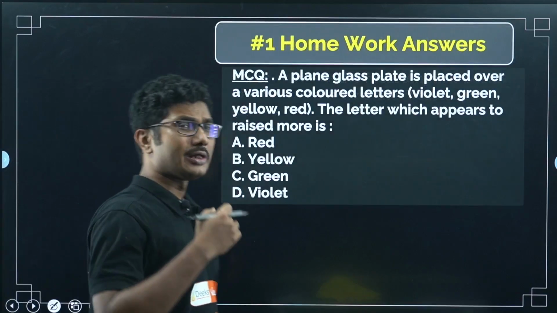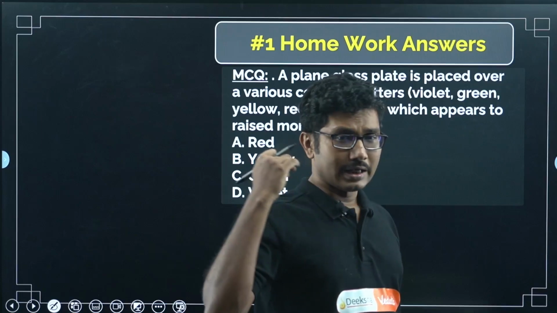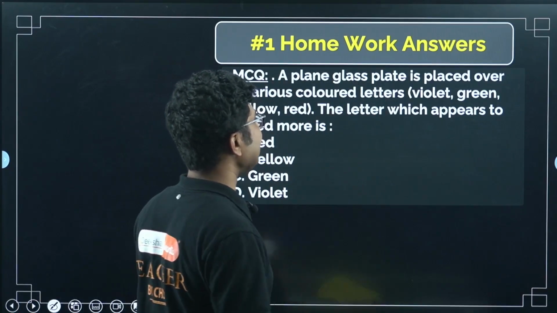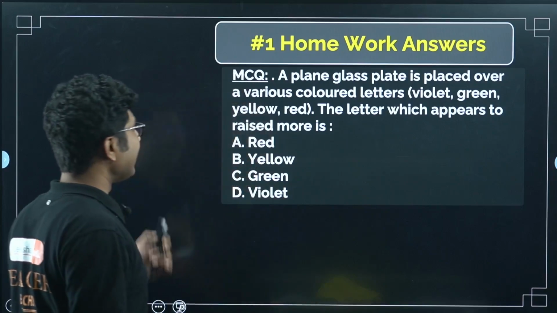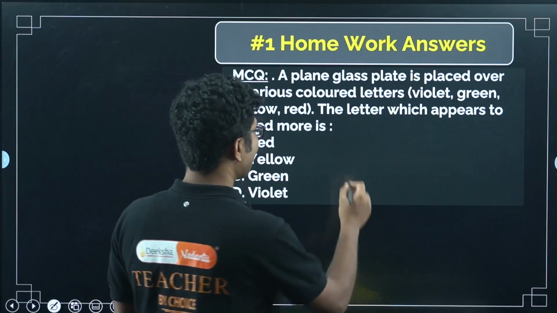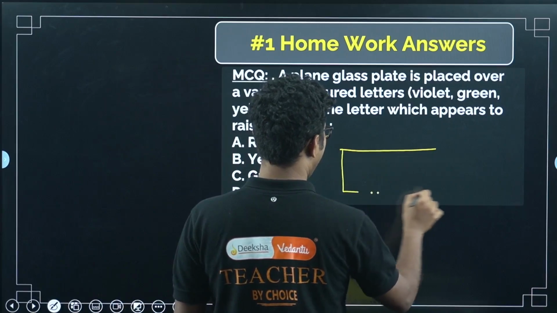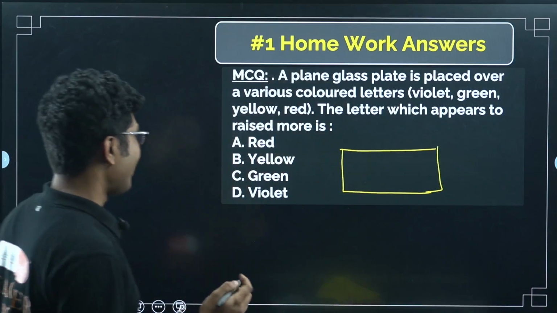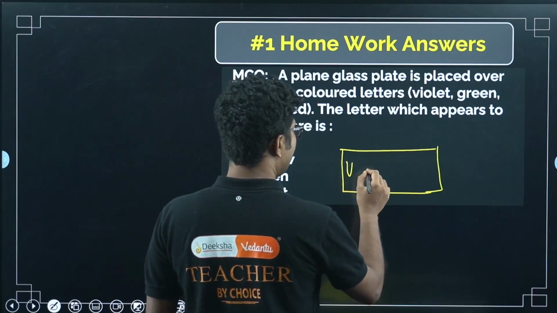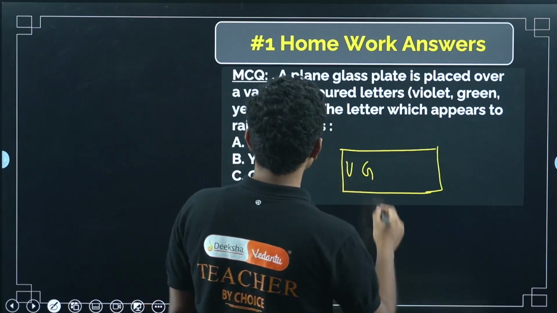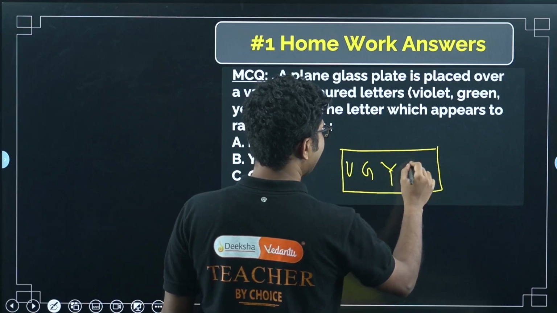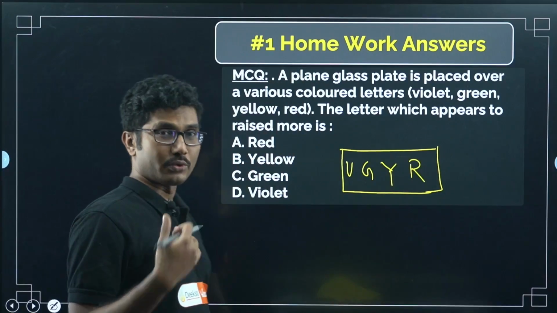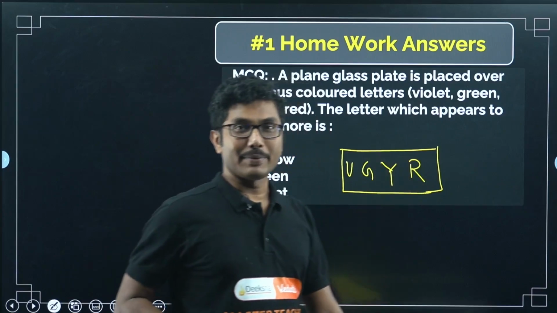But let us solve the homework question from yesterday's lecture. So what is the homework question? A plain glass plate is placed over various colored letters. Okay, so there is a plain glass plate. Various colored letters: violet, green, yellow and red.